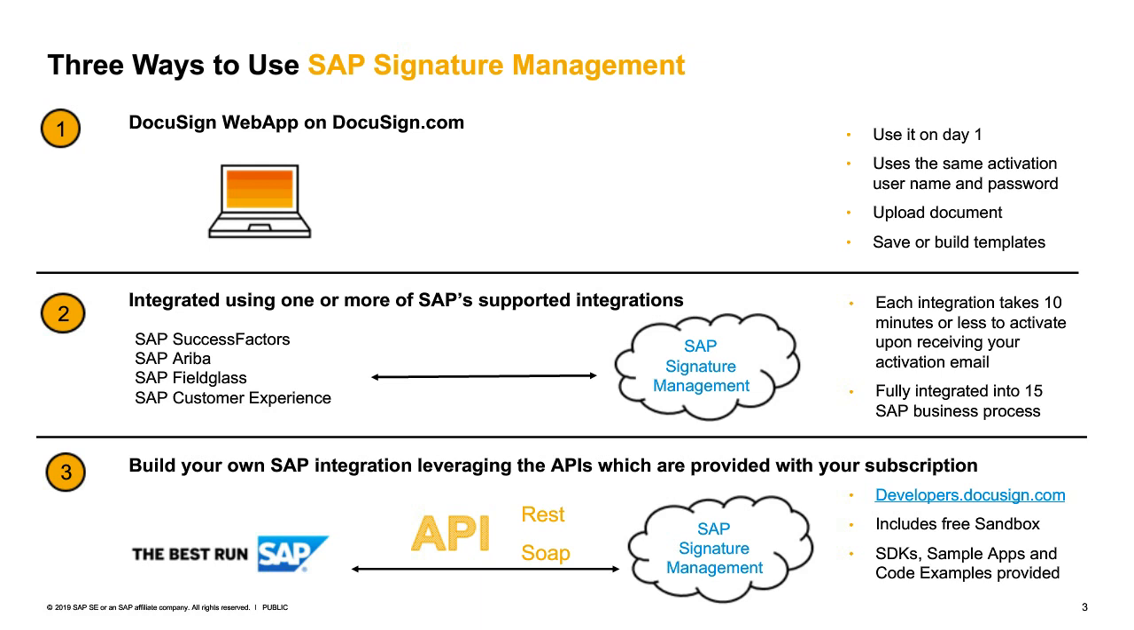And the thing to stress around the integration is it's not an implementation, it's really just an activation. It's a configuration on the back end. It's very quick, very easy to begin sending directly through your SAP SuccessFactors portal for recruiting and onboarding. And lastly, and we have some organizations doing this as well, is building their own SAP integration, leveraging the REST and SOAP APIs to communicate to and from DocuSign and your SAP backend system. So there are three ways to use SAP Signature Management, and we can get up and running extremely quickly.